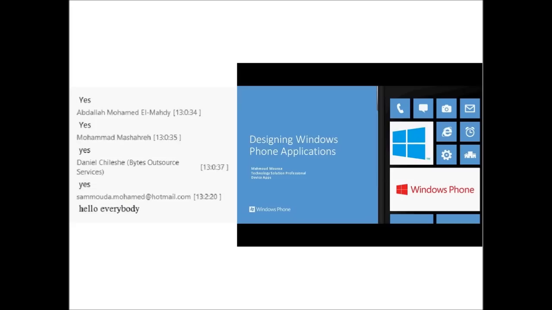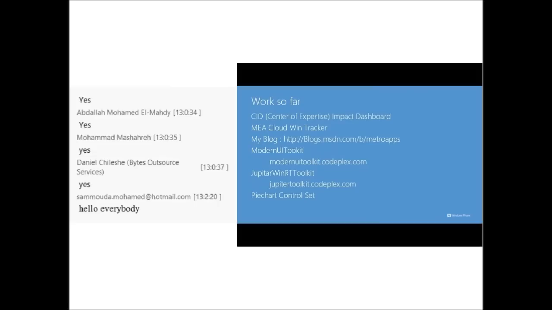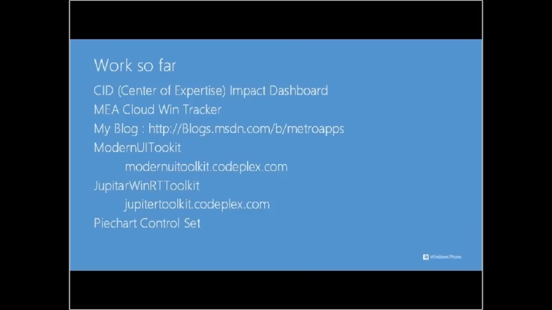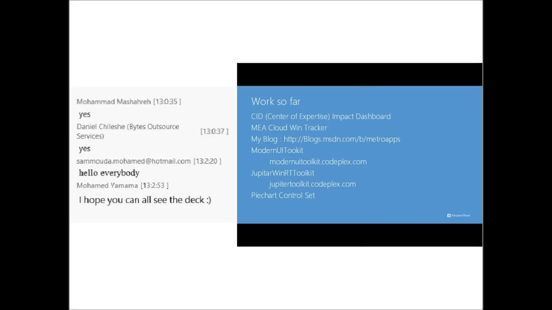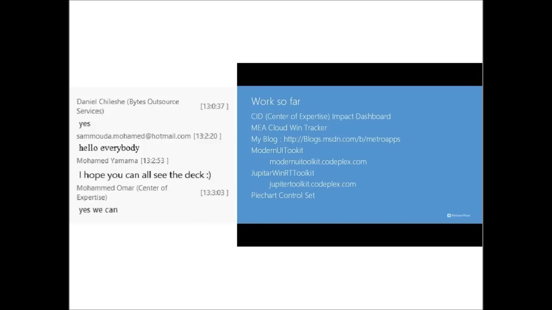So let's get started. I've been working with quite a large set of applications so far. I have an internal application, we call it CID, or Center of Expertise Impact Dashboard. It's a small application that we use internally on top of Windows 8. Its main purpose is managing our business, submitting a trip, managing activities, working with pipeline and impact and things like that. Another internal app we call the Mia Cloud Wind Tracker, which we've built on top of SharePoint to be running on both Windows 8 and Windows Phone 8.